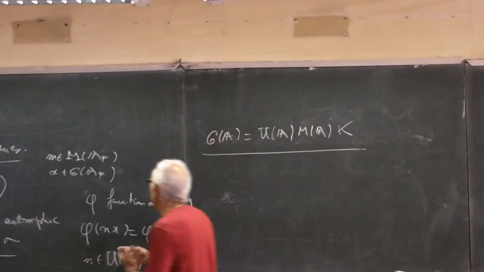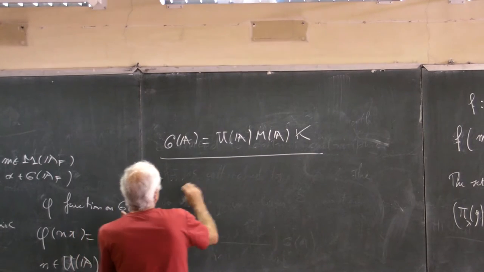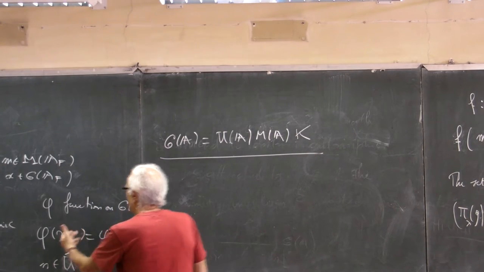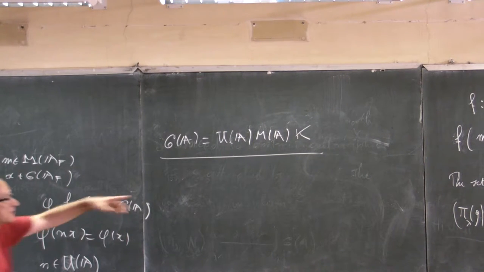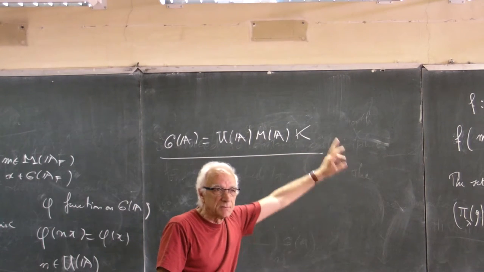Now, consider phi. Phi is an invariant, and according to M, it's an automorphic function. So it's a vector in some automorphic space, for some automorphic representation, which I assume is sigma. So this is the realization of this scheme here.